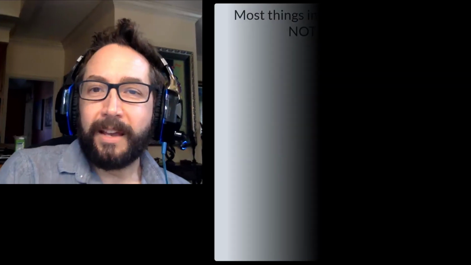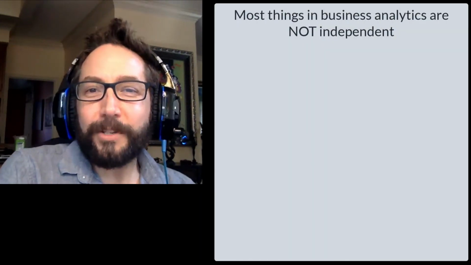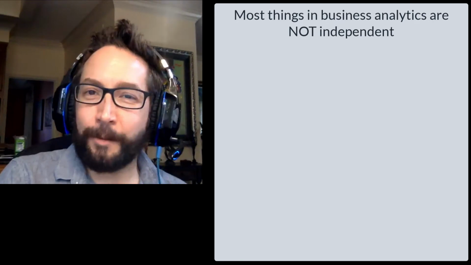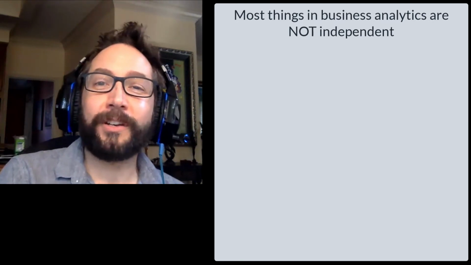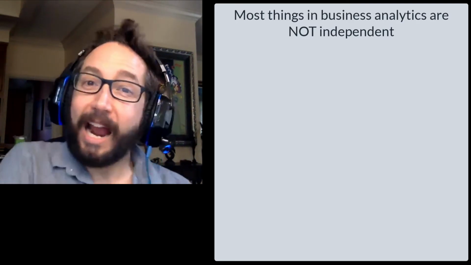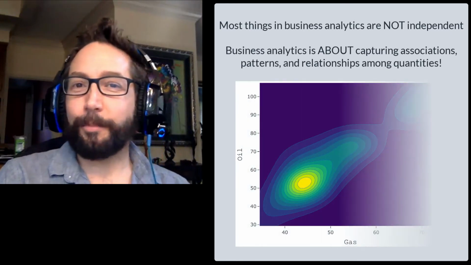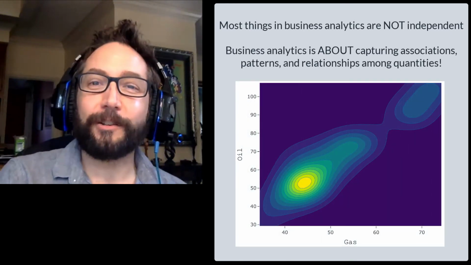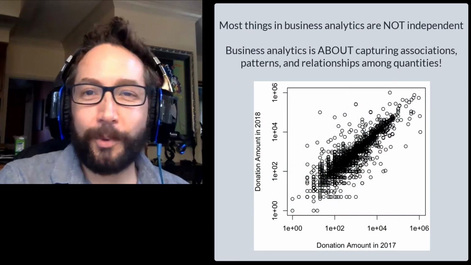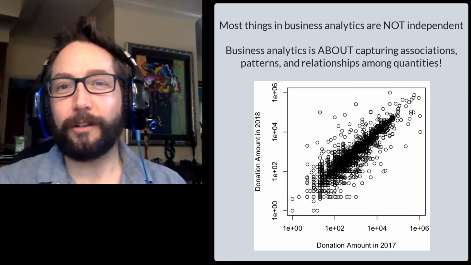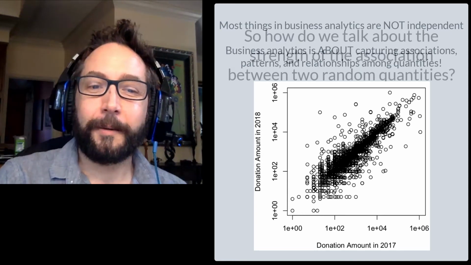Now, it comes as no surprise, though, that in business analytics, most things worth studying are not going to be independent. The random quantities will have some sort of an association, and our job is to try to capture that association as accurately as possible. So the price of oil and the price of gas, we know there's going to be an association. We want to capture what that relationship looks like. The amount that someone gives to charity this year versus last year. Clearly there is going to be an association. What does that association look like?